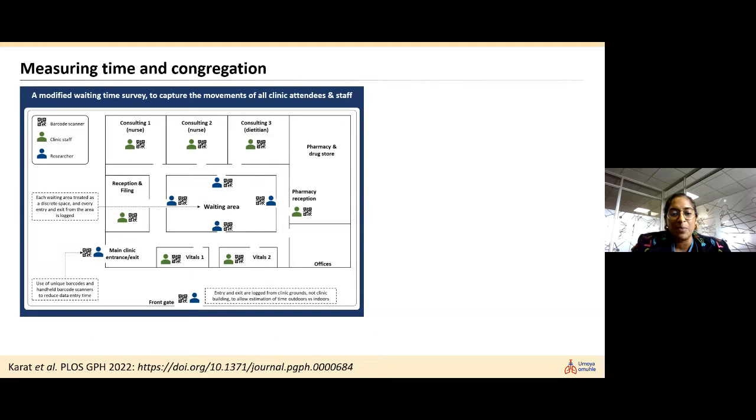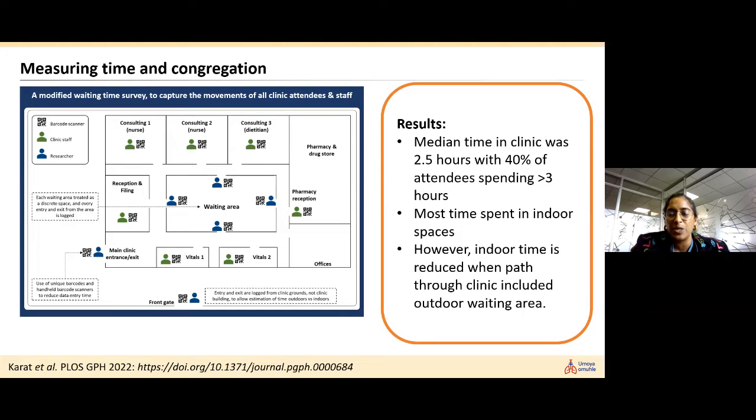We then used a modified standard waiting time survey, which is used in many clinics, and unique barcodes and handheld scanners to track people from one space to another in the clinic to measure time and congregation. And we found that the median time in clinics was 2.5 hours, with 40% of attendees spending more than 3 hours inside. Most time is spent in indoor spaces. However, indoor time is reduced when the path through the clinic included an outdoor waiting area.